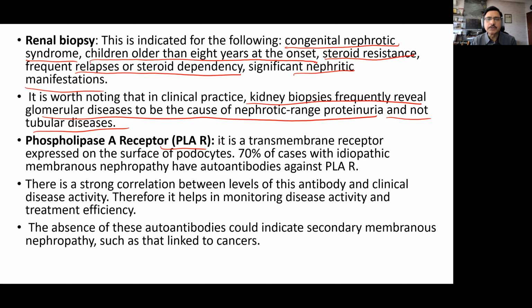Okay, there is a strong correlation between levels of this antibody and the clinical disease activity. Therefore, it is useful as a prognostic tool and in the treatment also. The more the PLAR, the worse is the prognosis. The lesser the PLAR, the better the patient is responding to the treatment. Absence of these antibodies could indicate secondary nephropathy, such as that linked to cancer or diabetes. PLAR positive, primary. PLAR negative, secondary causes. Right? Okay.